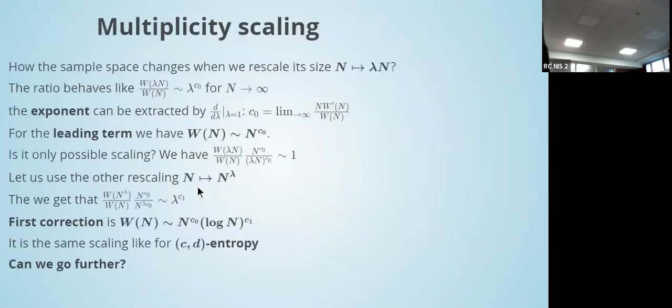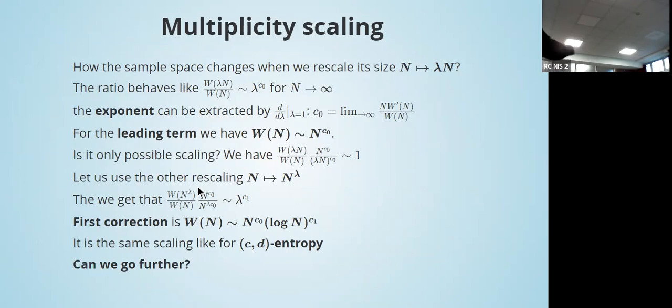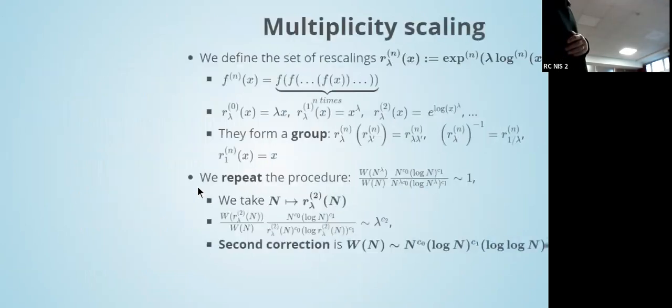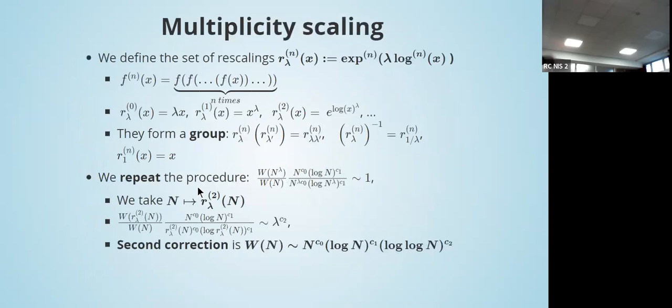Before I was using N1, N2, but here I just denote the total number of particles and consider that the structure is the same. As I say, this is not new. You can define this set of nth rescalings, where you take the n-fold exponential times lambda times the n-fold logarithm. The zero rescaling is lambda x, the first is x to lambda, the second is e to log x to the lambda, and so on. They have nice group properties.